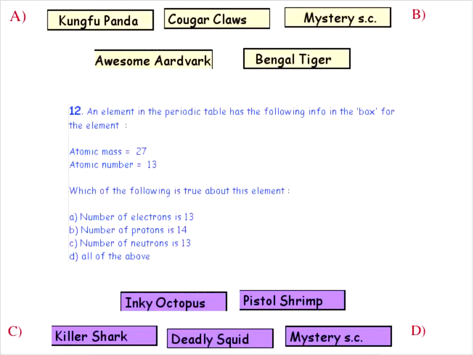So let's see how we'll use that information to solve the next question. This question says an element in the periodic table has the following info in the box: the atomic mass and the atomic number. Which of the following is true? Is the number of electrons 13? Yes, that is true, because the atomic number stands for the number of electrons or protons. So the number 13 is correct. And what's the number of neutrons? Well, that's the atomic mass minus the atomic number, which would be 14, so that's not true. So the only one that is true is the first one.